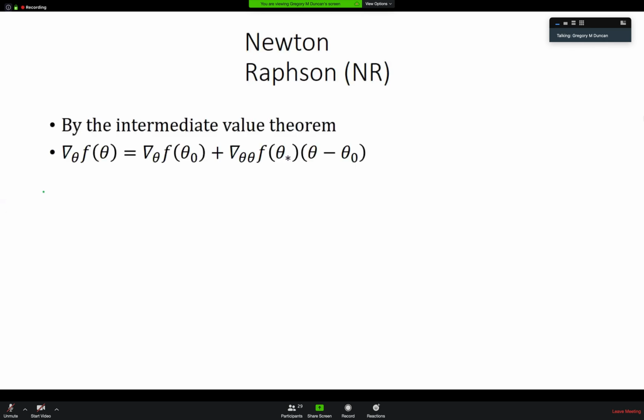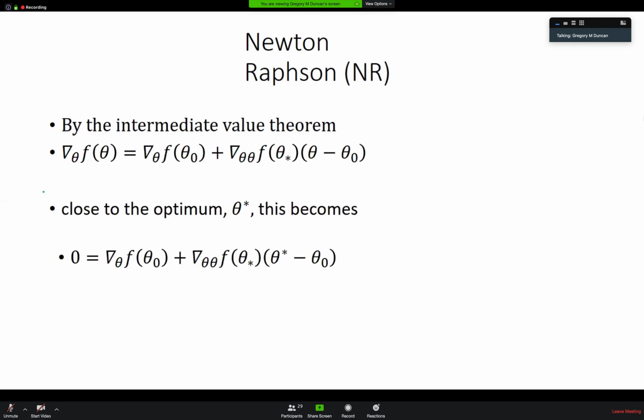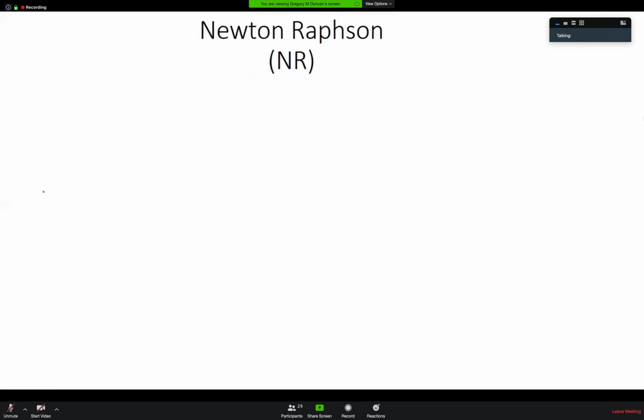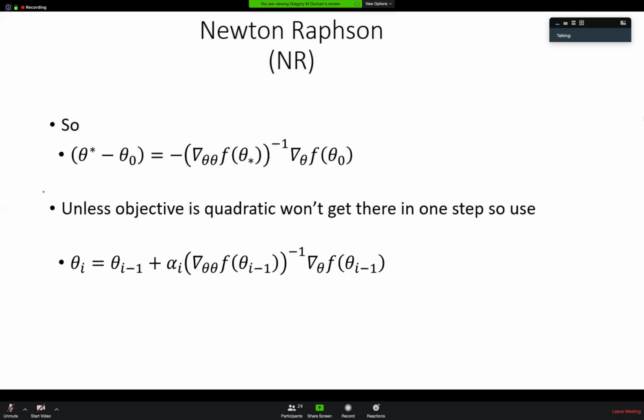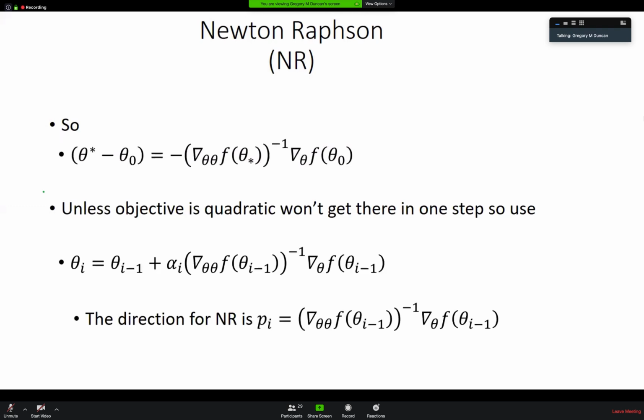The Newton-Raphson method, I'm going to, do I want to do this? No, I don't want to do this. I'm going to skip this.